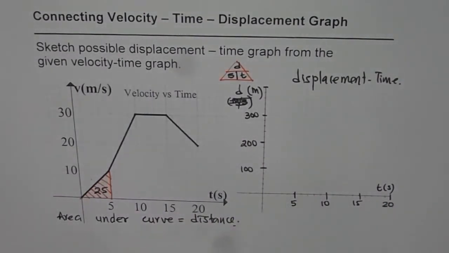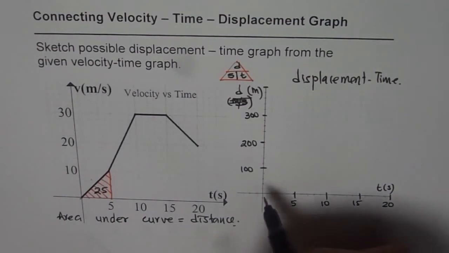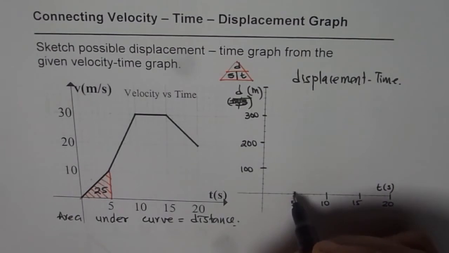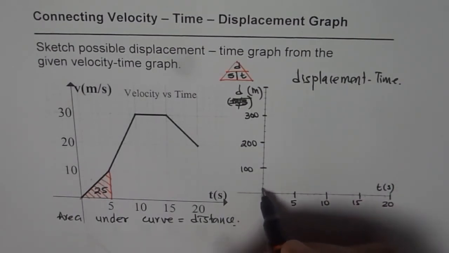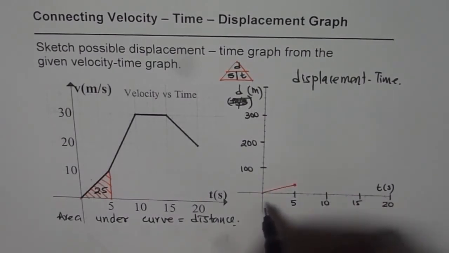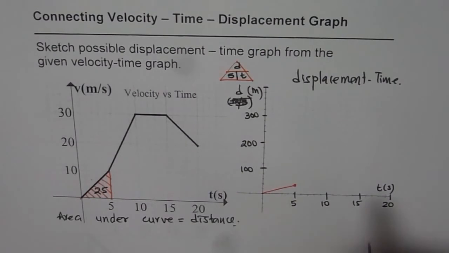Okay, so what we get here, that the object moves from a position, so we'll call that as 0, and in 5 seconds it covers a distance of 25 meters. So in 5 seconds it is 25 meters, and there it is. So that is our displacement in the first 5 seconds.